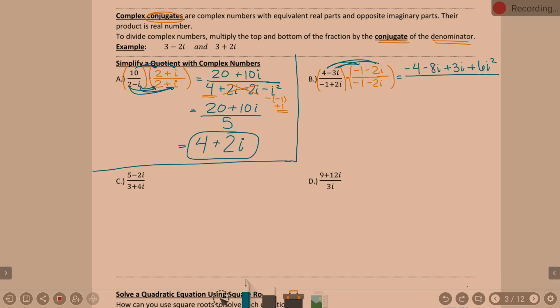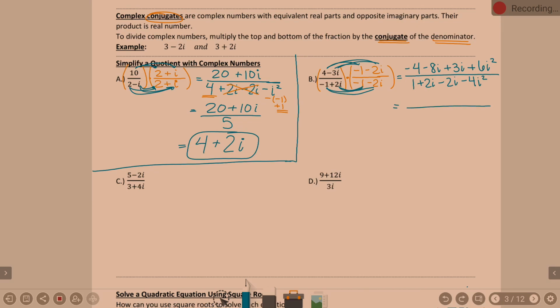Okay, FOIL your denominator as well. Once you learn what cancels, you might be able to do some shortcuts. Don't do it though if you're not there. A lot of us probably aren't there yet. So first, -1 times -1 is 1. Outside, -1 times -2i is plus 2i. Inside, 2i times -1 is minus 2i. And last, 2i times -2i is minus 4i squared.